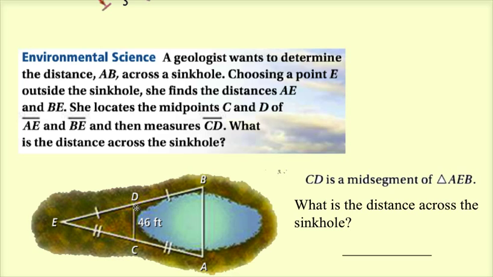Okay, and then she measures DC or CD. So CD is the midsegment and CD is 46. Since it's the midsegment, then you can find the distance across that sinkhole. Remember, this length right here is half the length of AB. So if I want to find AB, I'm just going to double this 46. Okay, so figure that out and write the answer. And that's it for today.